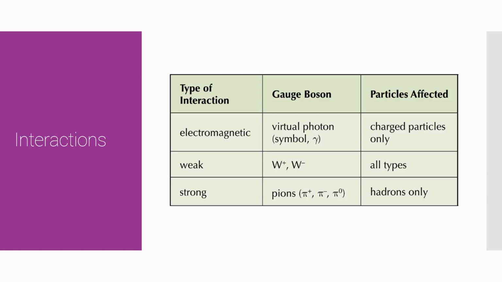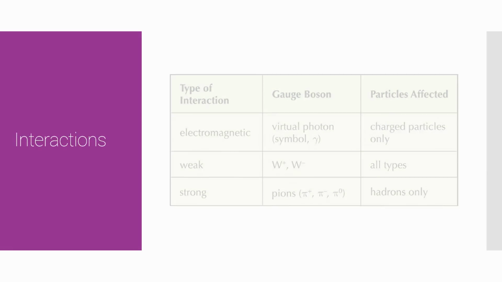So the gauge boson for the electromagnetic force is a virtual photon. For the weak force, it's a weak boson, W plus and W minus. And for the strong force, the boson is actually pions. So the pions are the exchange particle in a strong interaction. The W plus and W minus are the exchange particle in weak interactions. And the virtual photon is the gauge boson in the electromagnetic interaction.